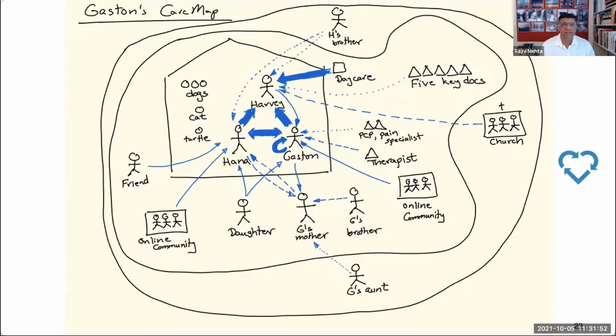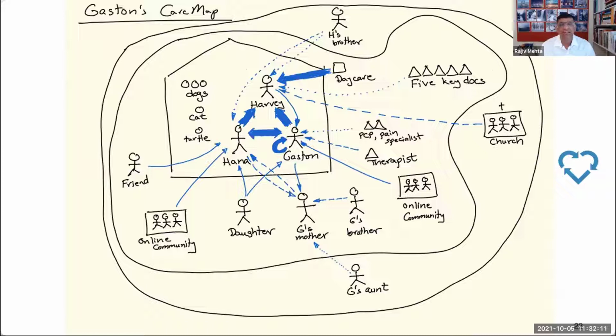This example is a family in Sacramento. Hannah and Gaston share their home with 5 pets and Hannah's brother, Harvey. Harvey has a whole slew of health issues that require a lot of support. So you can see the big fat arrows from Hannah and Gaston and a daycare center.